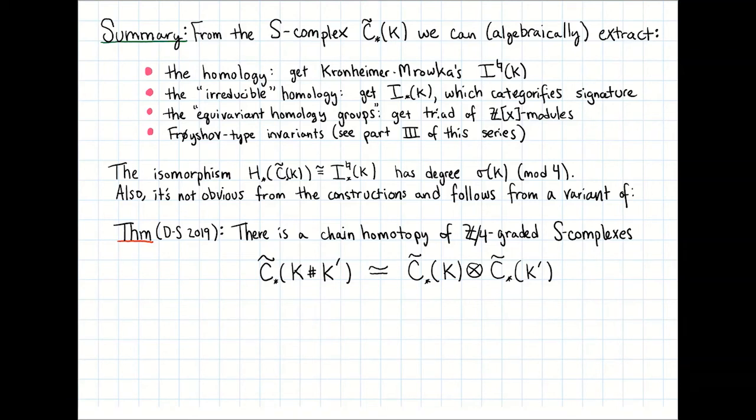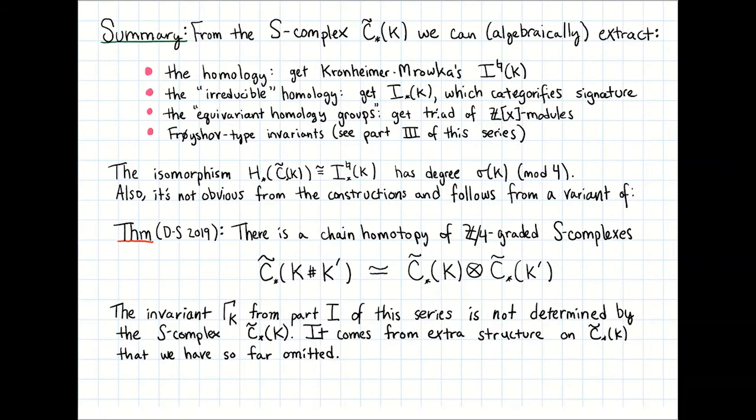So hopefully I've convinced you that the S complex we've constructed for a knot can be a very interesting algebraic invariant. Unfortunately, the invariant gamma from part 1 of this series isn't determined by the S complex that we've been talking about. In fact, we need extra structure, which we have so far omitted from the discussion. So let me start talking about what this extra structure is.